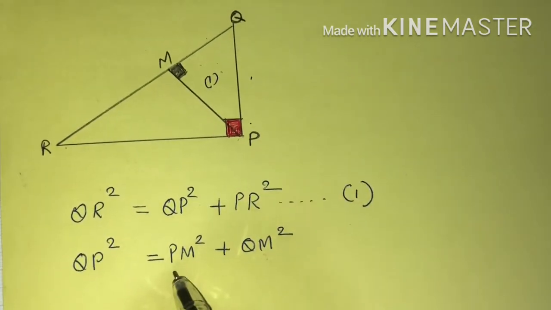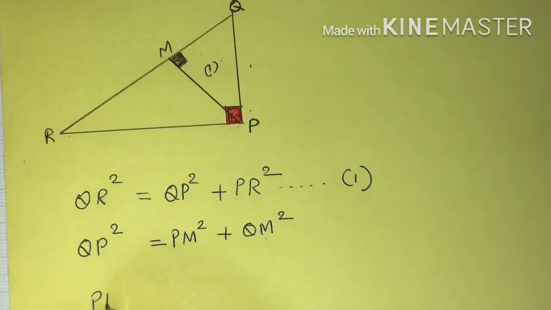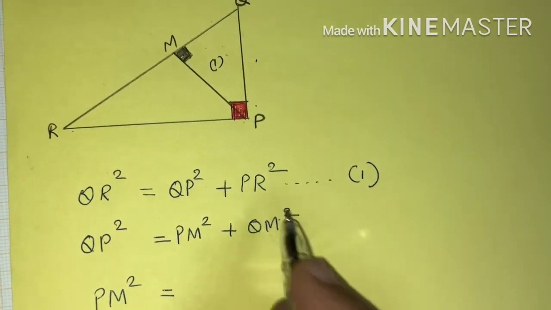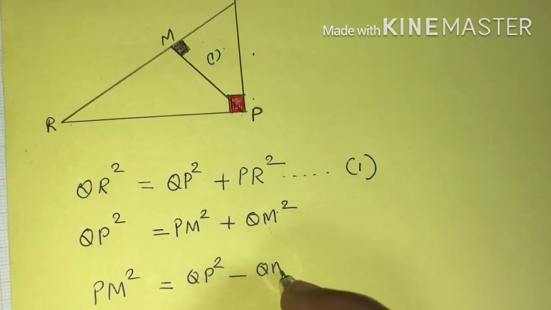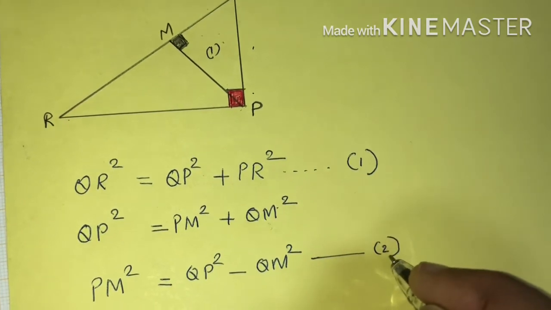What we need to show is PM square. So keep PM square in one side and we can find what is PM square. PM square is equal to hypotenuse square QP square minus QM square. Let it be equation number 2.